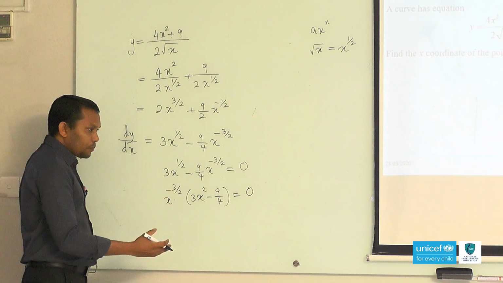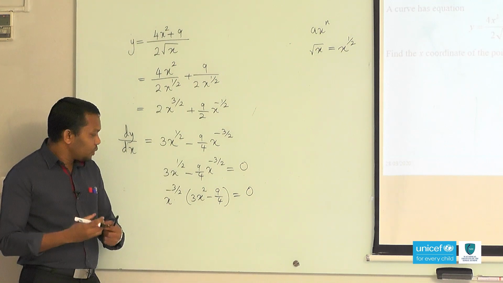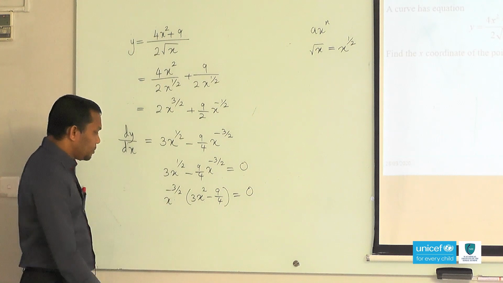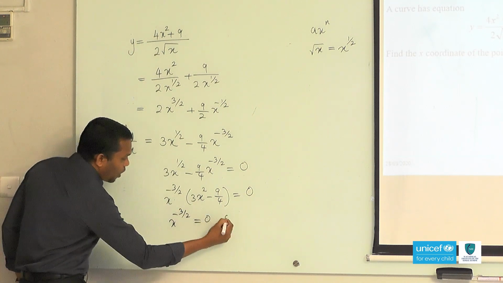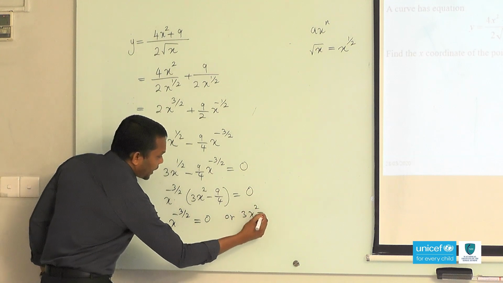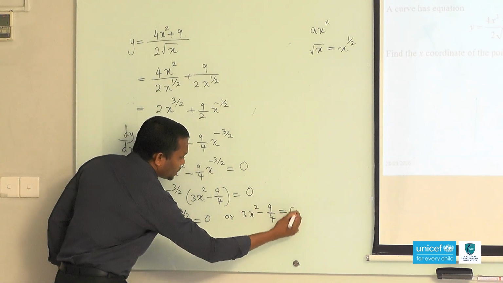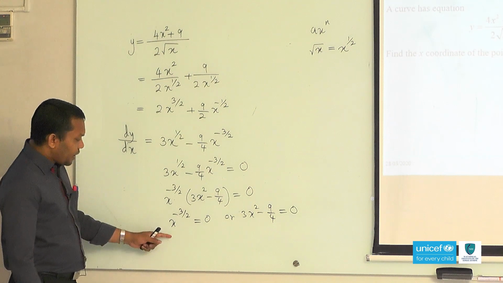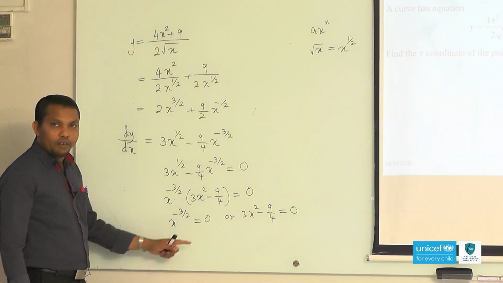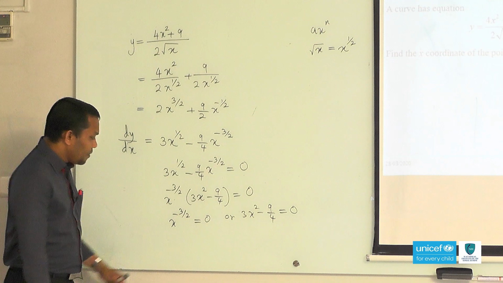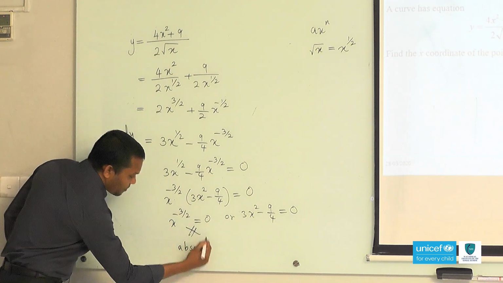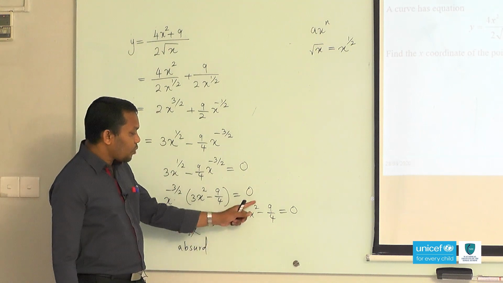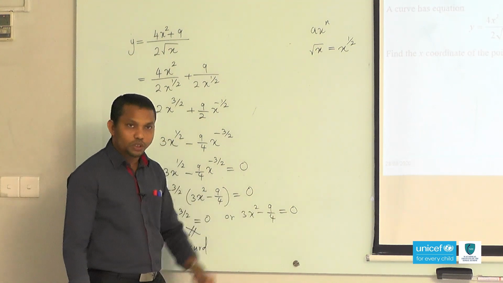Using the zero product property, which states that if the product of any two real numbers is 0, then one of them must be equal to 0, this tells us x to the power minus 3 over 2 should be 0, or 3x squared minus 9 over 4 should be equal to 0. One of them has to be 0. But x to the power minus 3 by 2 is never 0 because this is a reciprocal power. So this is never 0. Absurd. That won't happen. So the only choice is 3x squared minus 9 by 4 is equal to 0.